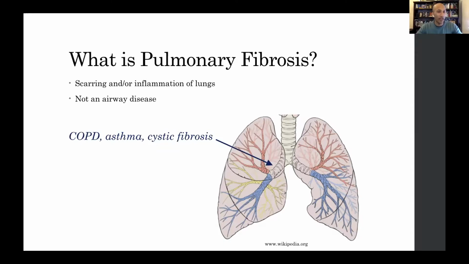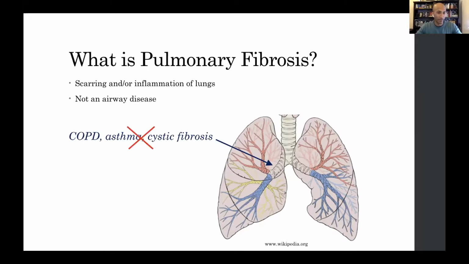So asthma, COPD, cystic fibrosis, these are all airway diseases, meaning that there's a problem with the tubes. And typically it's a problem with getting the air out. So you can breathe in, but it's harder to breathe out. That's a phenomenon called obstruction. And usually these three are classified as obstructive lung disease. So that's a problem with the tubes.